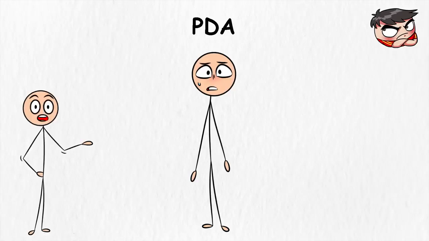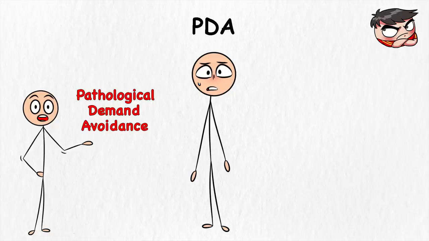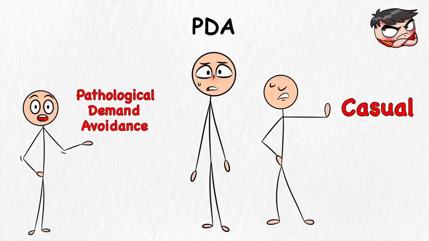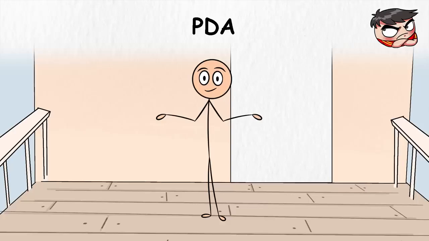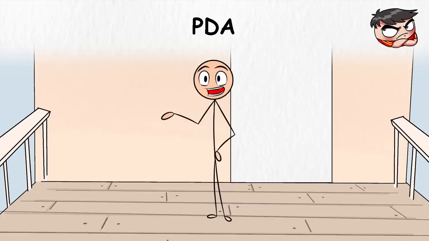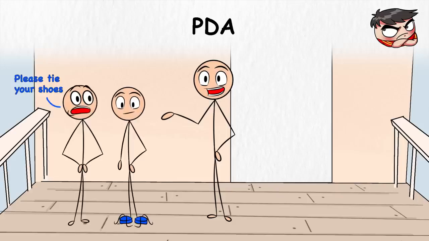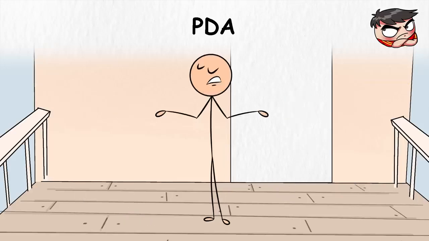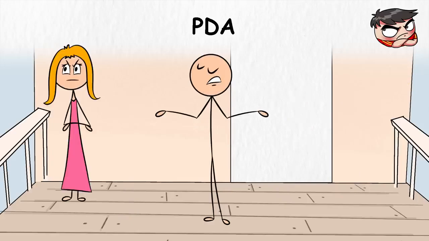Basically, PDA stands for pathological demand avoidance. And the pathological here means it's not just casual or occasional, but very serious and persistent. The demand means literally any kind of expectation, from please tie your shoes to can you answer this email, while avoidance means doing whatever it takes to dodge those demands.